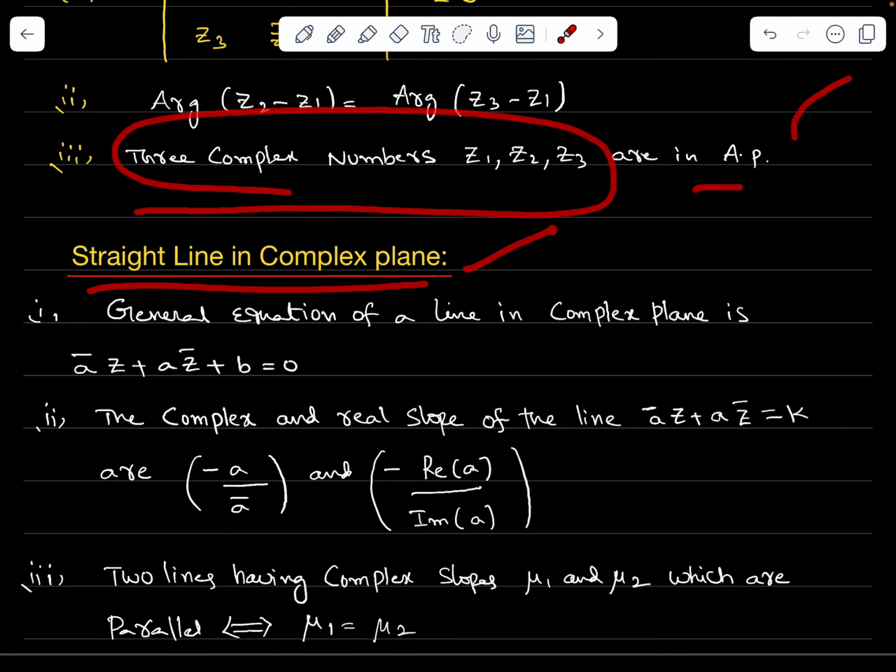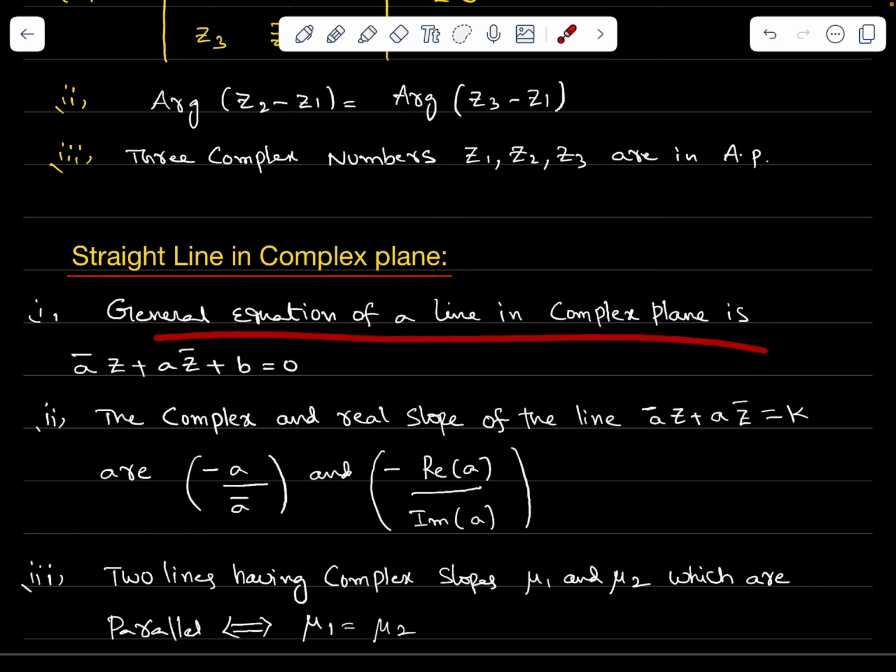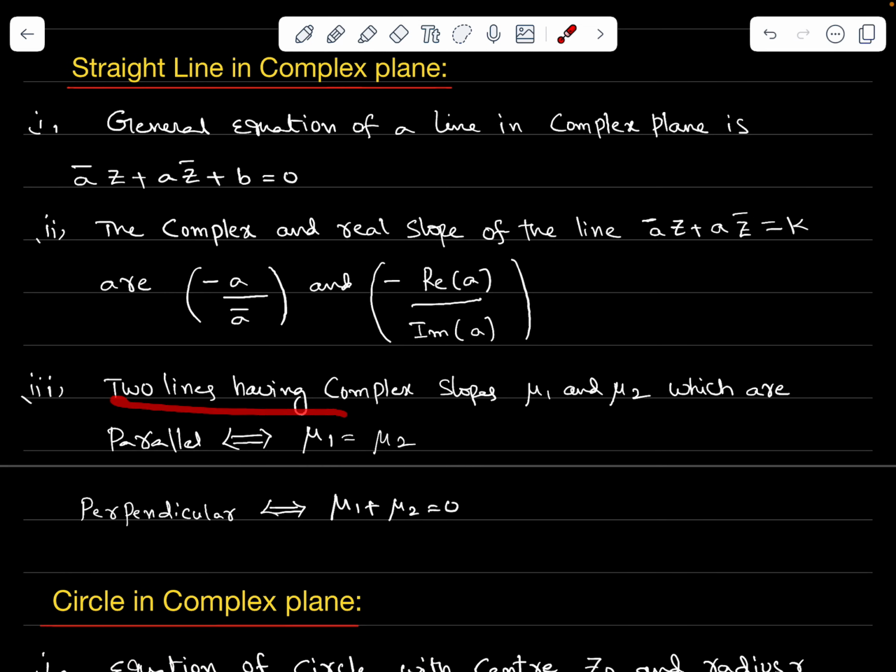Straight line in a complex plane. The general equation of a line in the complex plane is a bar z + a z bar + b equal to 0. The complex and real slope of the line a bar z + a z bar equal to k is -a/a bar, or -real a/imaginary a. Two lines having complex slopes μ1 and μ2 are parallel if μ1 equals μ2, and perpendicular if μ1 + μ2 equals 0.